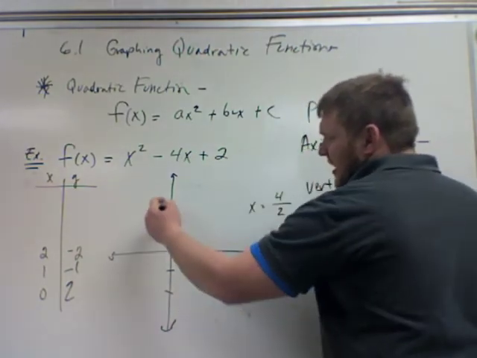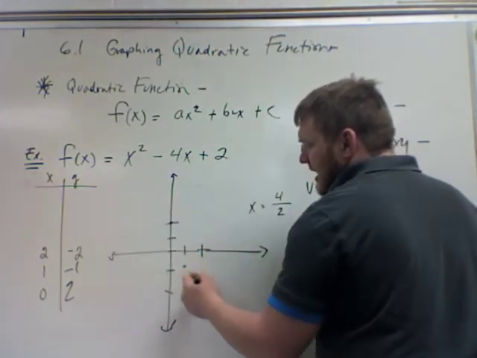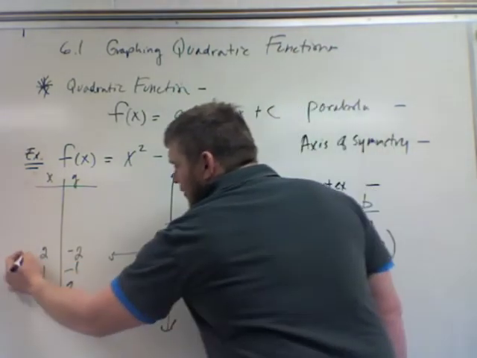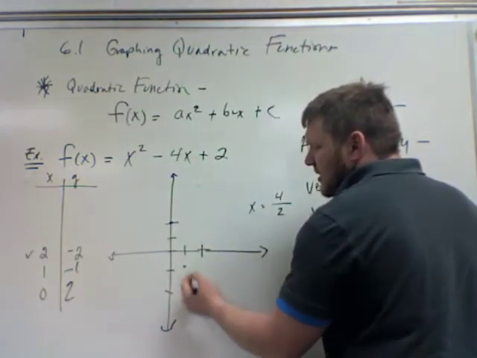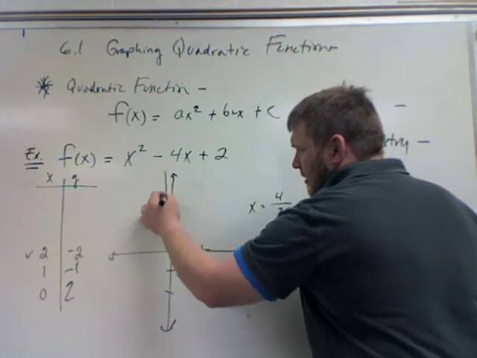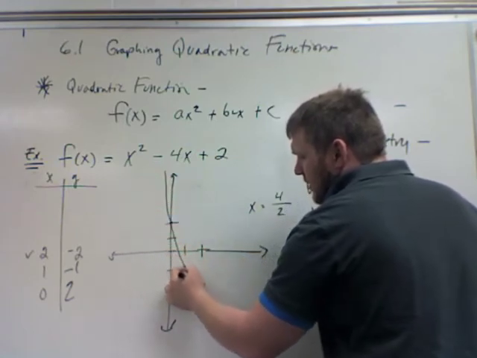So notice that the tail of my graph is coming down to this point. I already know that this is my vertex. That's where it changes direction. So I'm going to come down here, and it goes through this point, this point, this point.